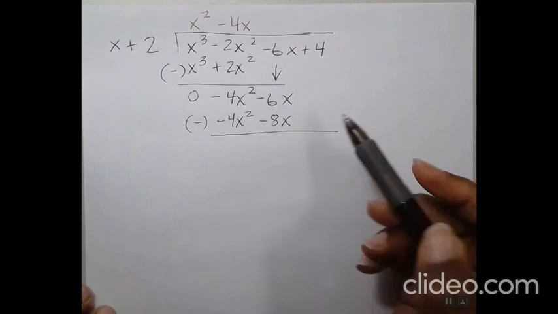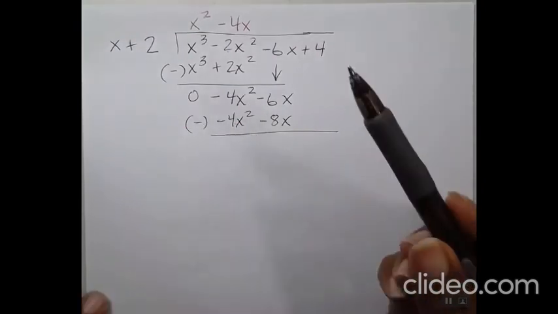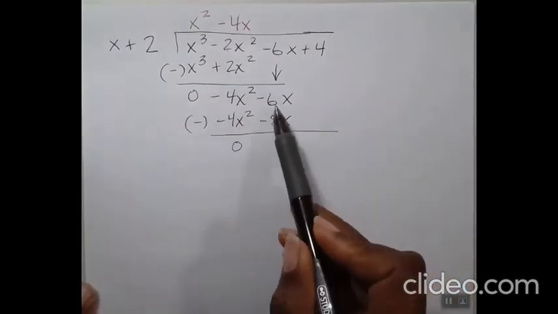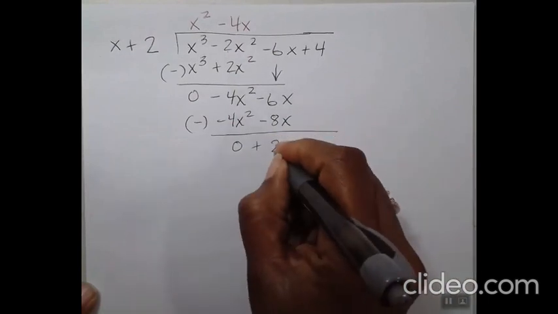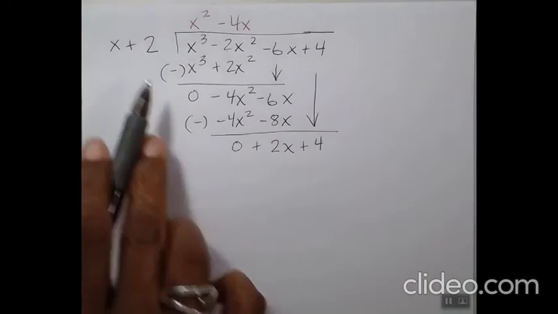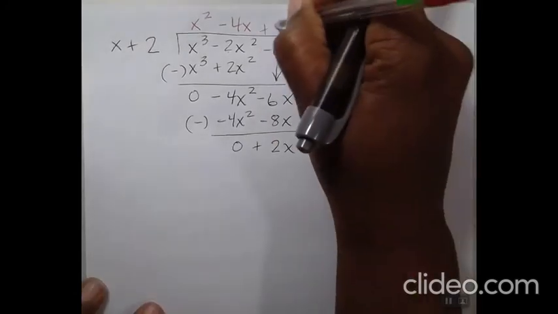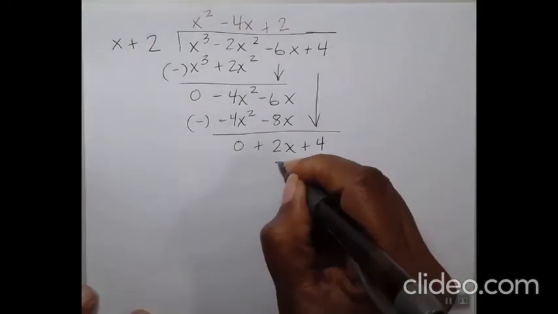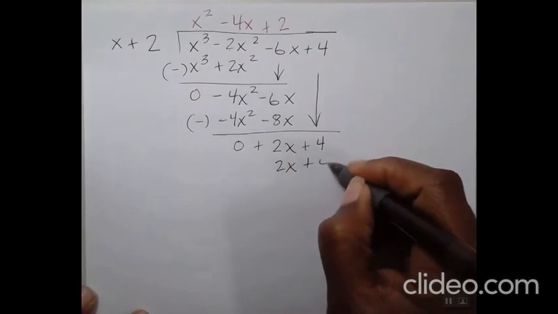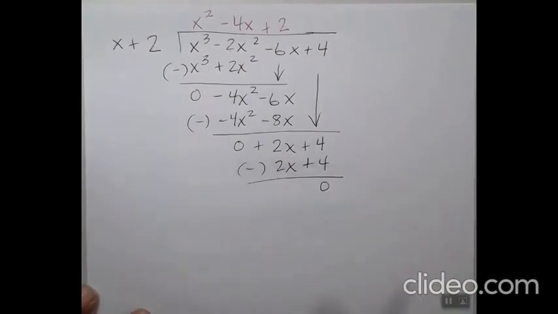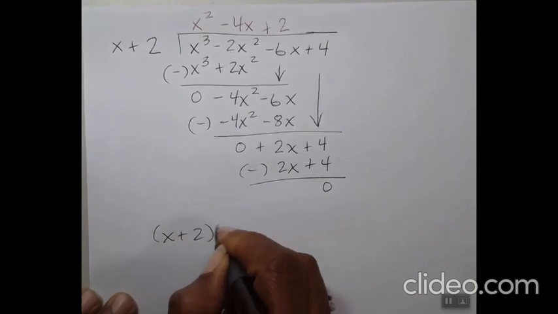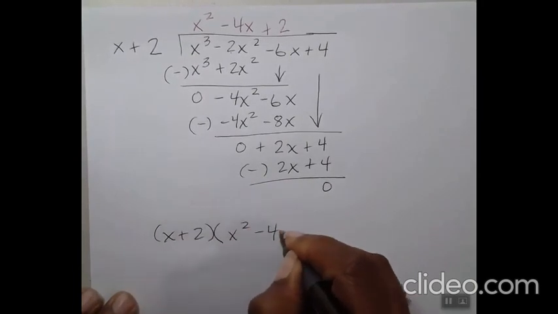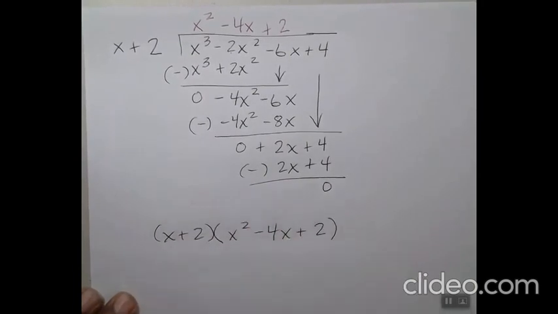Again, we're subtracting. Negative 4x squared plus 4x squared is going to give us 0. Negative 6x plus 8x is a positive 2x. We add our 4 here. X goes into 2x 2 times. 2x, 2 plus 2 is 4. Subtracting these, we have 0. So what we're left with is x plus 2 times x squared minus 4x plus 2.